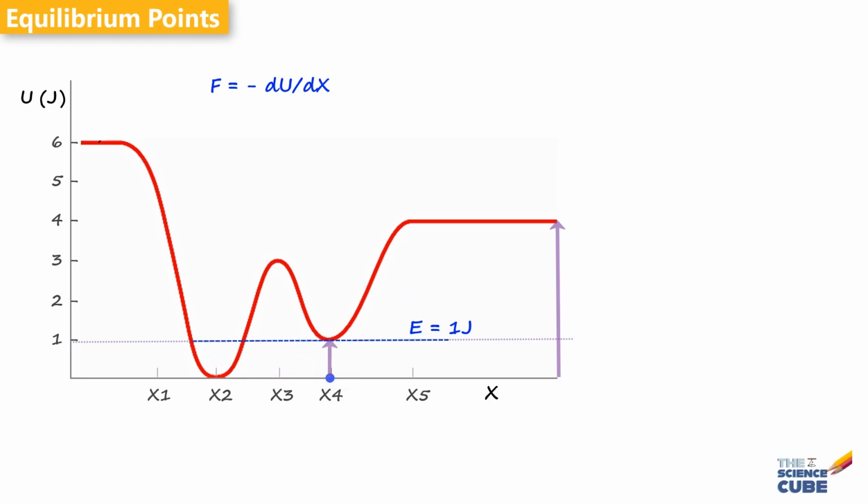And you apply the same logic when the particle is slightly nudged to the left, the particle experiences a positive force in this direction, which again takes it back to position x4. Then we say that a particle at such a position is said to be in stable equilibrium. That is, it comes back to its initial position whenever moved left or right.